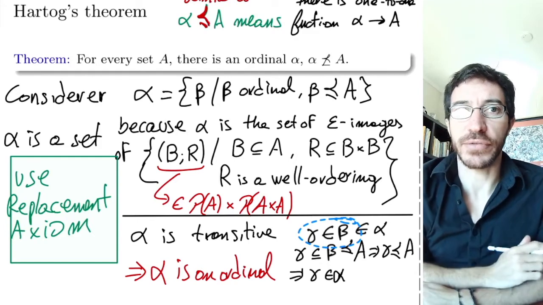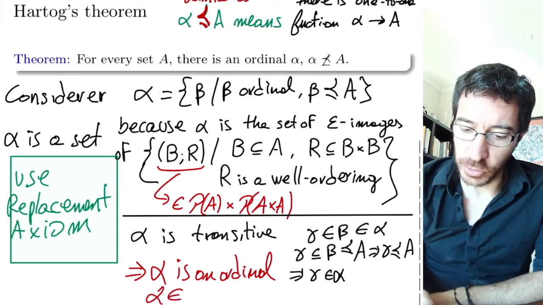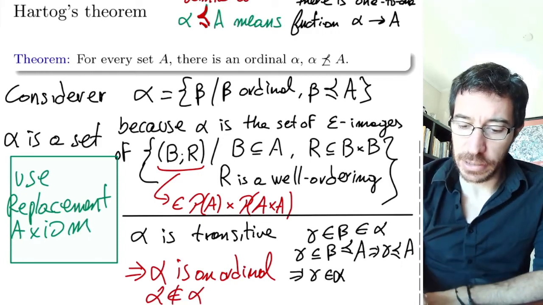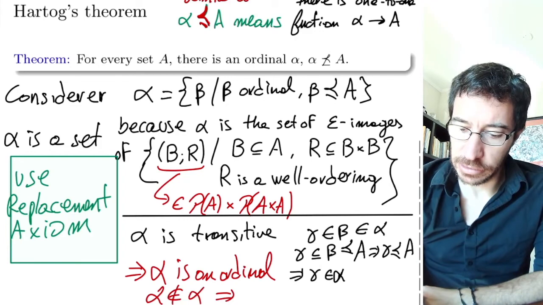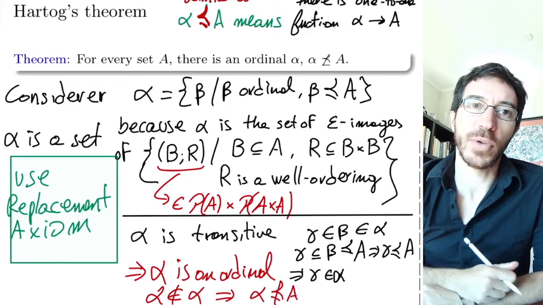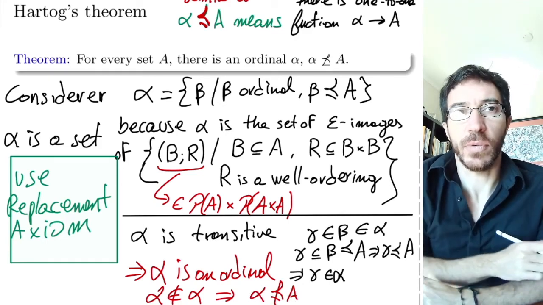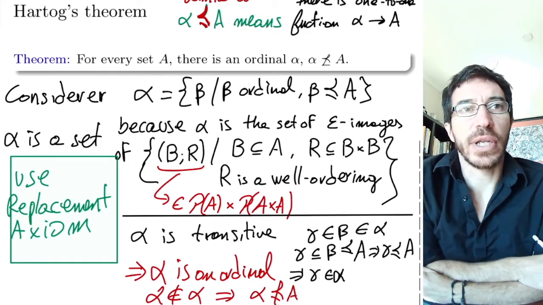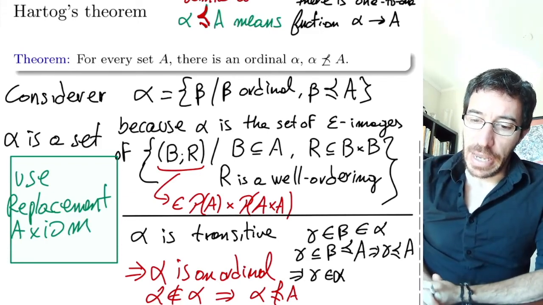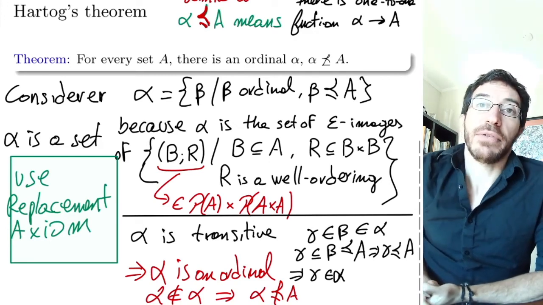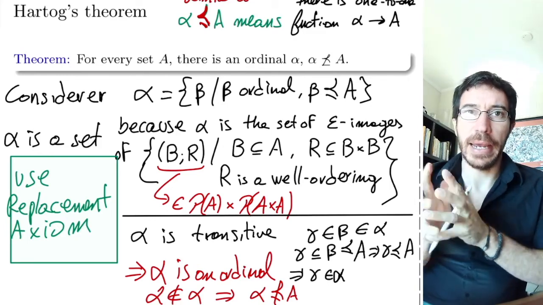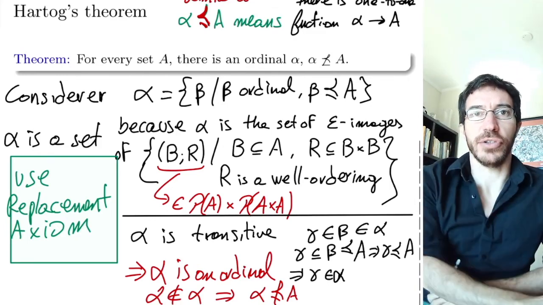No ordinal belongs to itself, so alpha does not belong to alpha. We hope we proved that last time. So that means that alpha is an ordinal and alpha is not dominated by A, because otherwise it would belong to alpha, right? Alpha is the set of the things that are dominated by A. So this one is not. Cool. So we have constructed an ordinal that is not dominated by A. Actually, we built the least ordinal not dominated by A. And this is going to be very useful in the next videos. See you guys later.